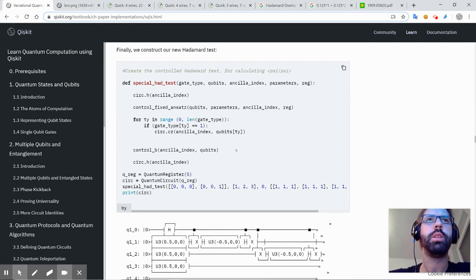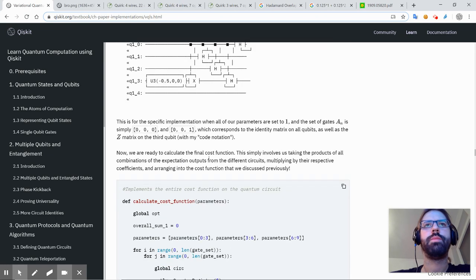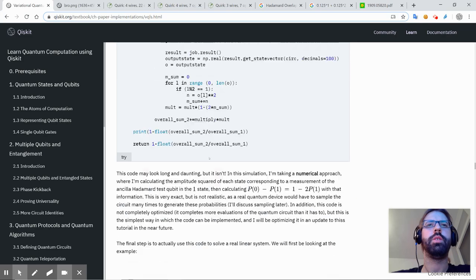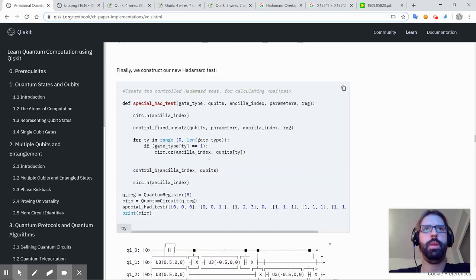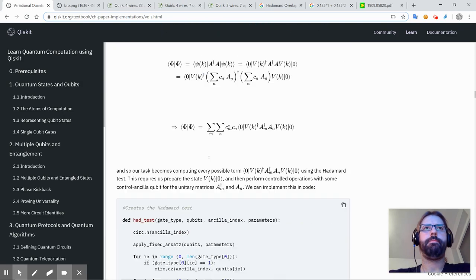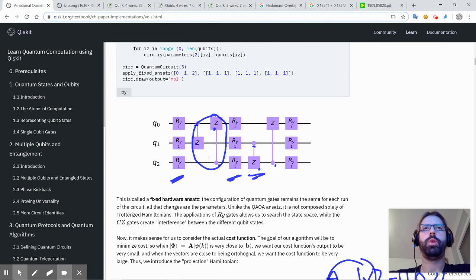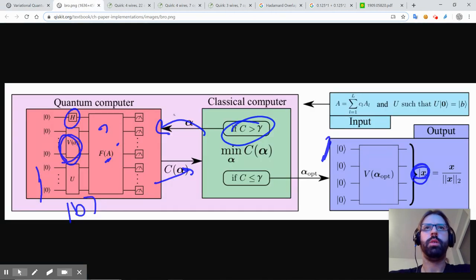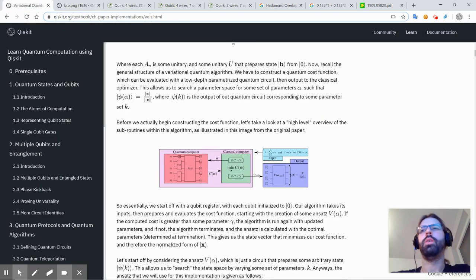So the actual circuit, select this control fix ansatz, control B. So this is the ansatz, and then there's a control B. Okay, cost function. Let's say f of a. I don't know.